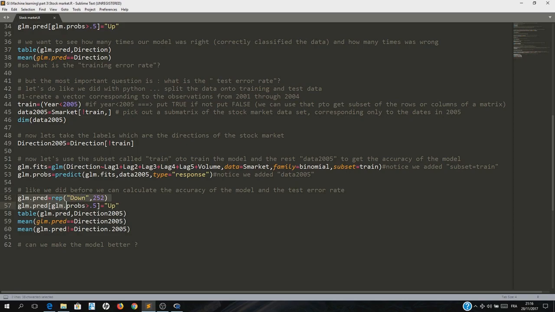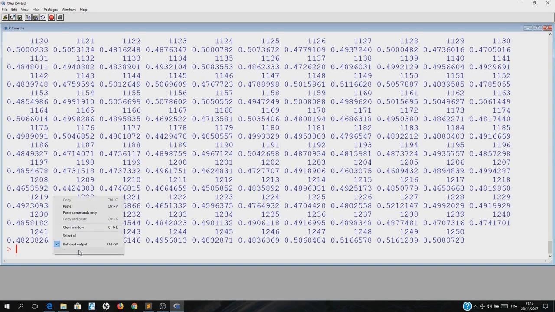Then we create a Boolean expression, that means true or false. If it's true, initialize it by up. If it's not, just leave it as down. Then create a table to see our predictions. Let me show you here.